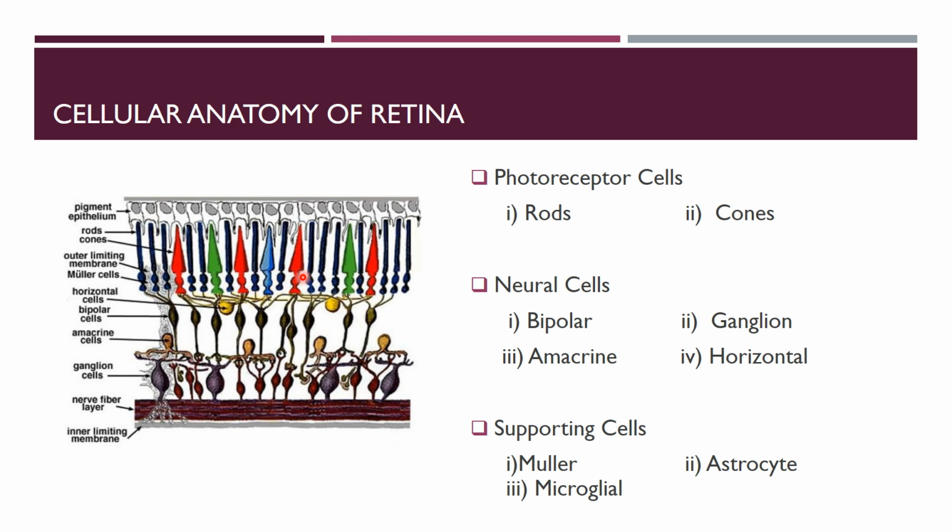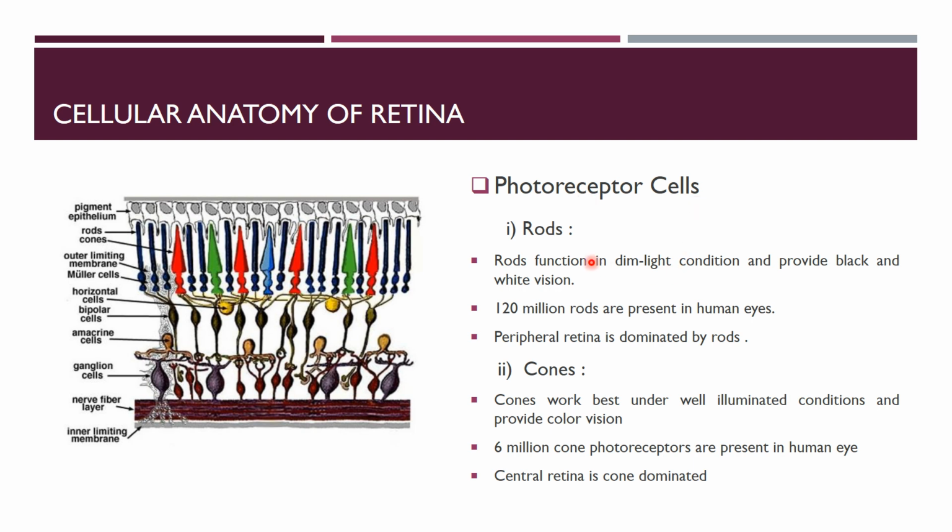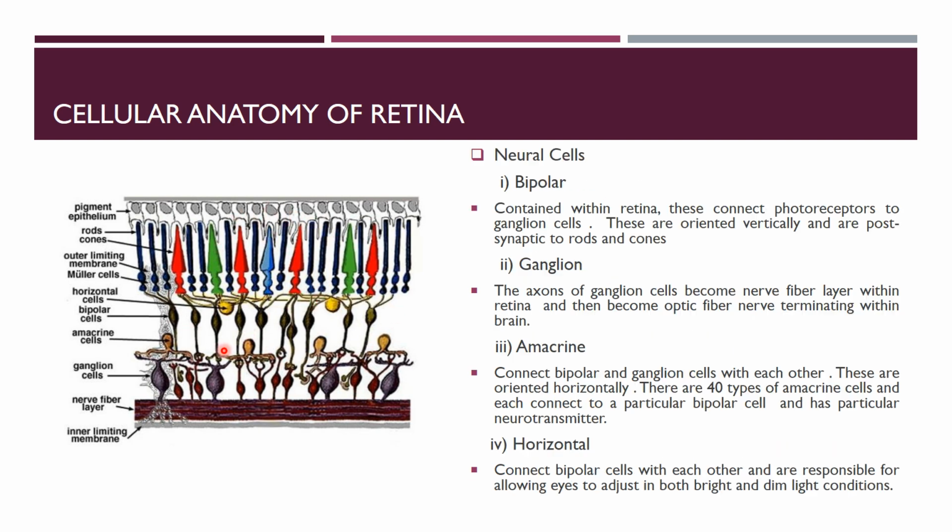Retina primarily consists of three types of cells: the photoreceptor cells, the neural cells, and the supporting cells. So the photoreceptor cells are of two types, as we have already seen, the rods and the cones. The rods function in dim light conditions and are responsible for black and white vision. Typically, a human eye consists of 120 million rods, and they are located in the peripheral area of the retina. The cones work best in well illuminated conditions. A typical human eye consists of 6 million cone cells, and the central retina is dominated by cones.